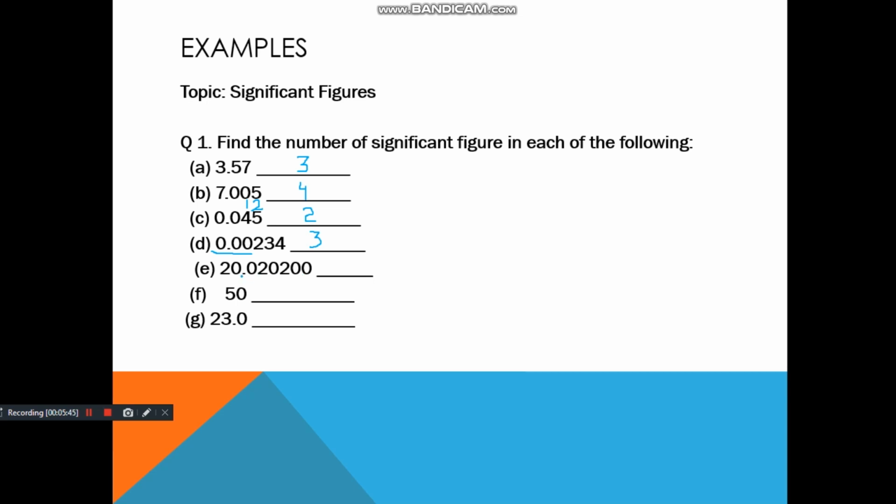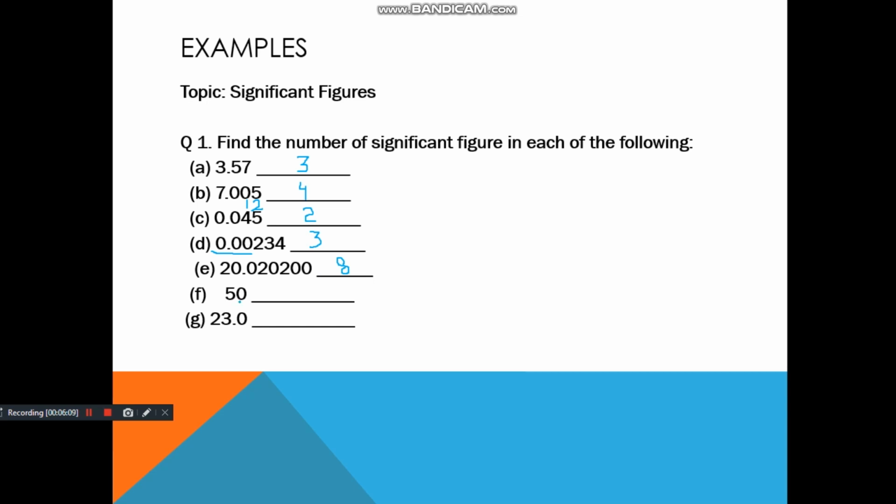20.020200. Now these zeros you are going to count, because zeros between non-zero digits you count, and the ending or trailing zeros you are going to count, because there is a decimal. So start from the left side, 1, 2, 3, 4, 5, 6, 7, 8. So there are 8 significant figures. All these are significant figures.